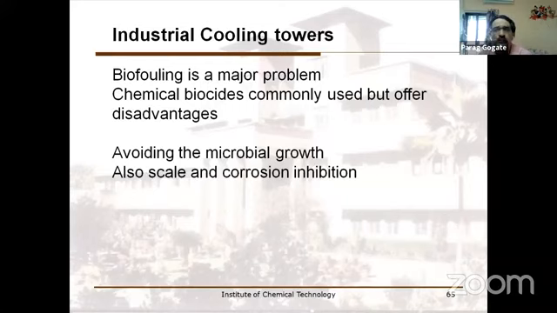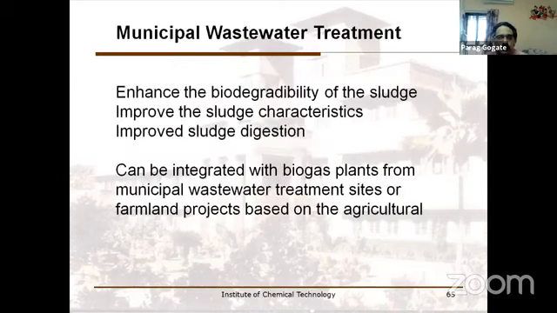Industrial cooling towers is one of the applications. So biofouling is a major problem because you normally use chemical biocides, but these offer disadvantages. And one of the common disadvantage is formation of scales on your heat exchanger surfaces. So that needs to be avoided, right? And you also have corrosion inhibition, scale inhibition. So you can use hydrodynamic cavitation and that gives you an advantage.